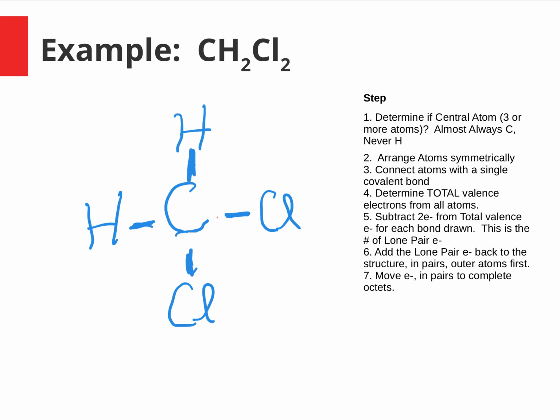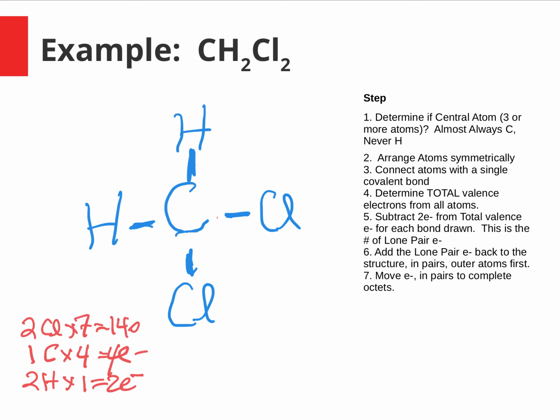Okay, so we've done that, so now we're going to determine the total number of valence electrons. So let's do that. There is 1 carbon, and that times 4, so that's 4 electrons. And then we have 2 hydrogens, and each one brings in 1, so that's 2 electrons. And then we have 2 chlorines, and each one brings in 7, so that's 14 electrons. So the total, when we add them up, is 20 electrons. That's the total valence electrons.